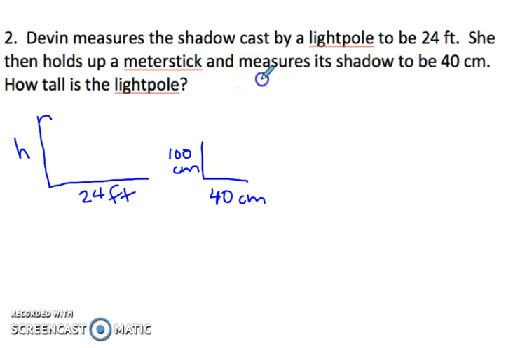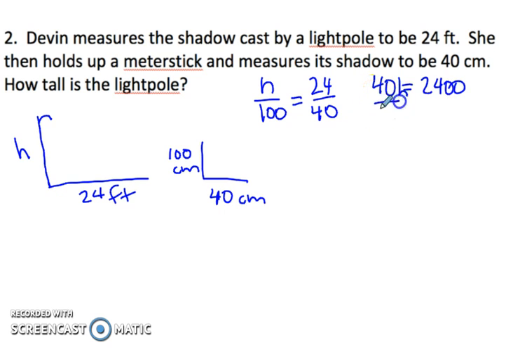I'm going to set up corresponding sides. I like to start and say h over 100 because I know that those sides correspond, and I'm going to say equals 24 over 40. Cross multiply, you get 40h equals 2400. Divide by 40, and then h is going to be equal to 60. Remember that this was in feet, so my unit is feet. So that light pole is 60 feet tall.